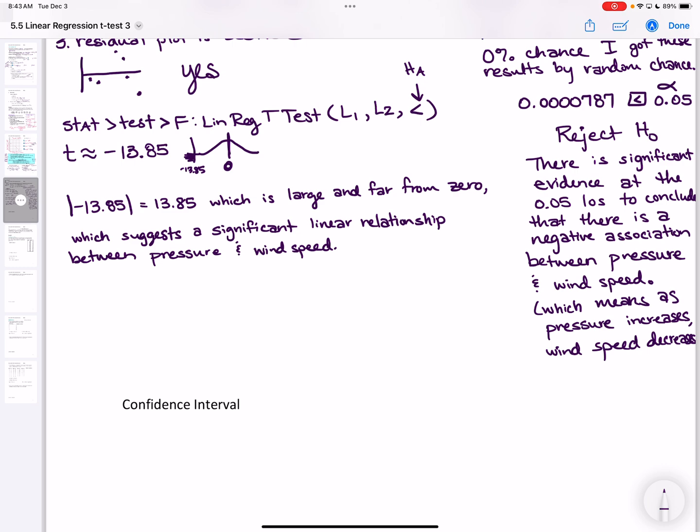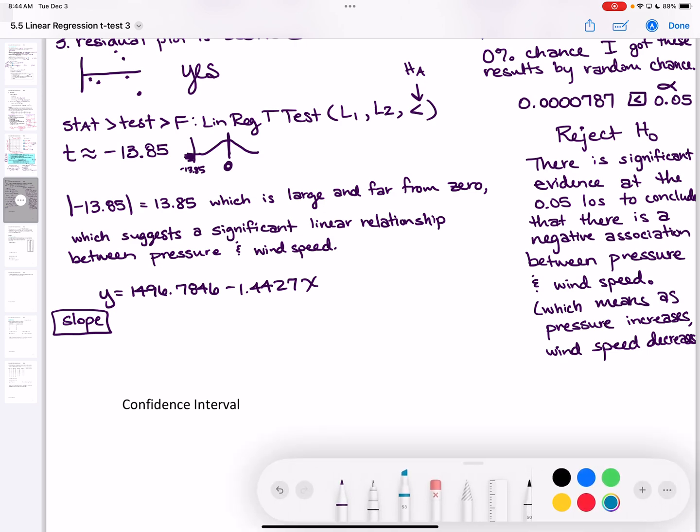So once you show there's an association, you can interpret what that line of best fit is saying. And that's what the linear equation is. So I'm going to write it again because I have to see it. It was 1496.7846 minus 1.4427x. So if I want to interpret the slope, where is the slope? It is with the X. Good job.